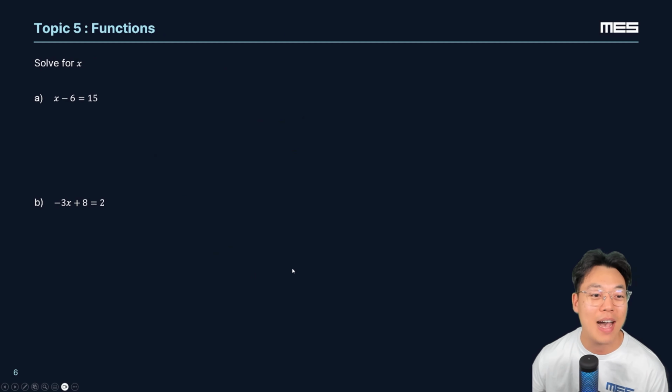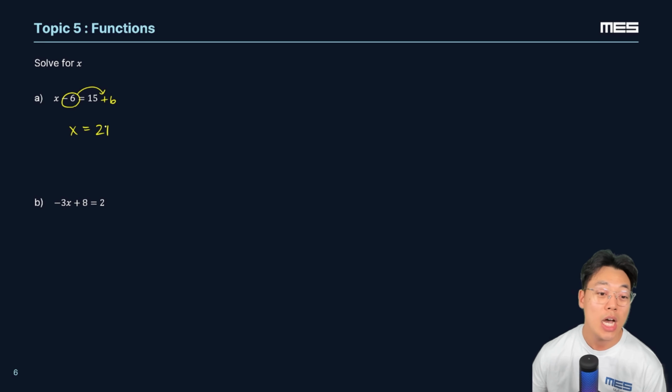Last topic, number 5, functions. Solve for x. Isolating variables and rearranging equations in order to isolate just one of the variables is a really important skill we need to know. And we use inverse operations. So this -6 on the other side of the equality becomes a +6. So x is equal to 21. Another way you can think about this is think about what number subtract 6 equals 15. Right? Another way to think about it.